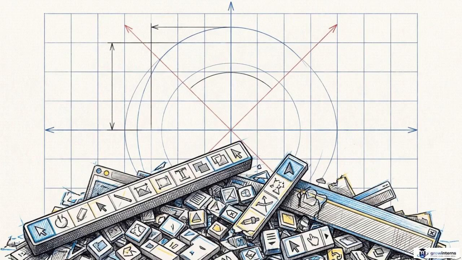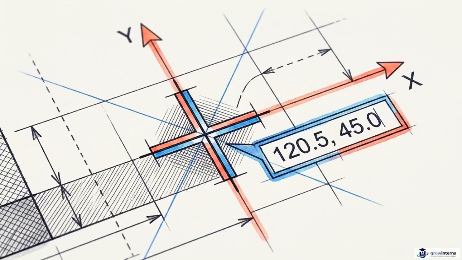Professional drafting relies on a specific realization. Every coordinate and line in AutoCAD is managed by a vector-based math engine. Because every single line is driven by mathematics, you can completely ignore 90% of that interface noise, as long as you understand the underlying logic.